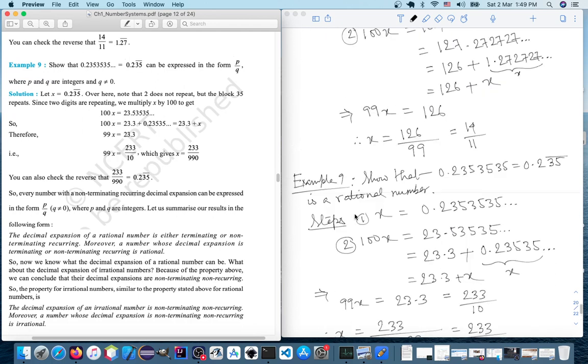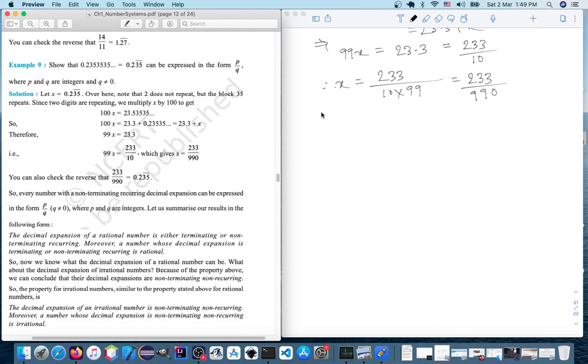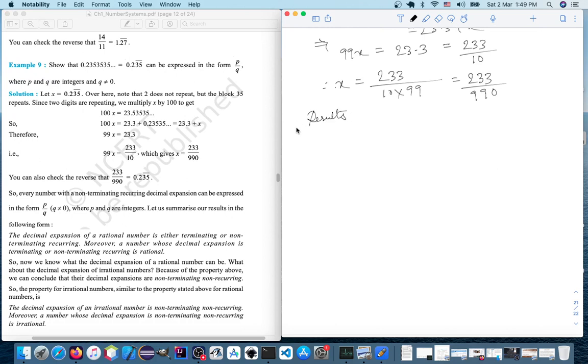So what results we can say is that number one, we see that the decimal expansion of a rational number is either terminating, like the division process will end after a certain finite steps, leaving remainder 0.